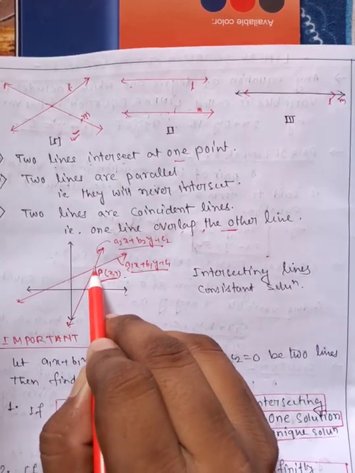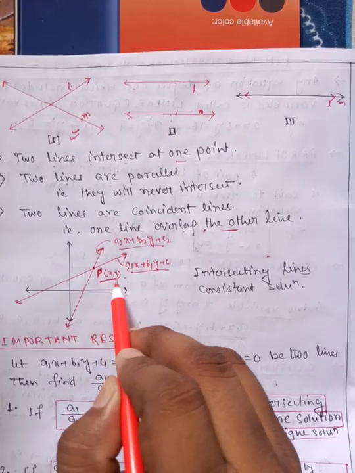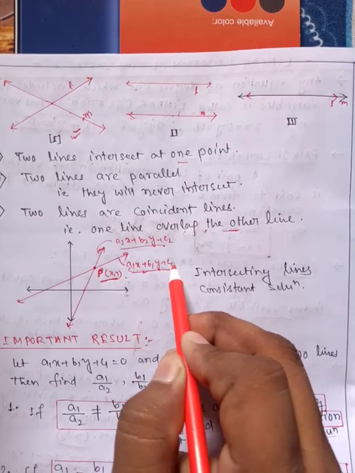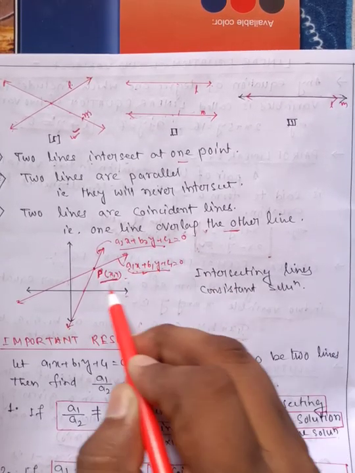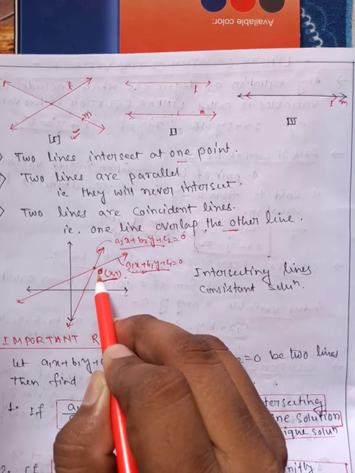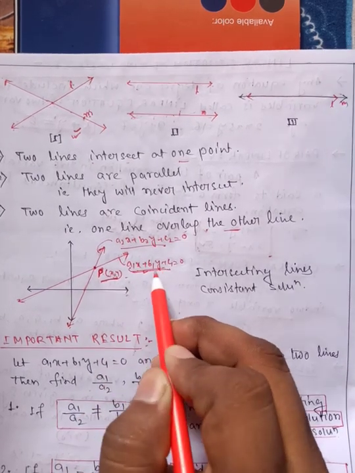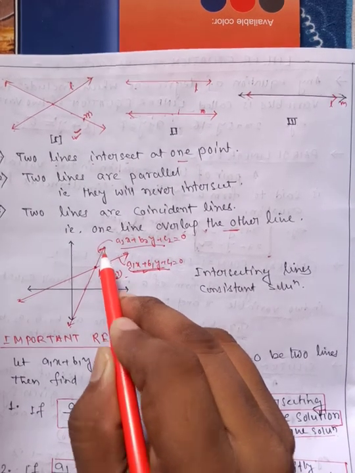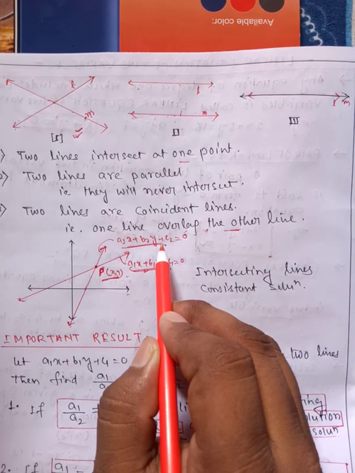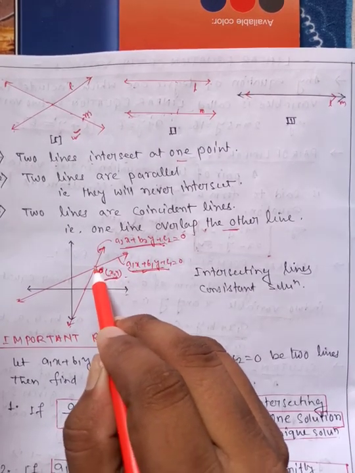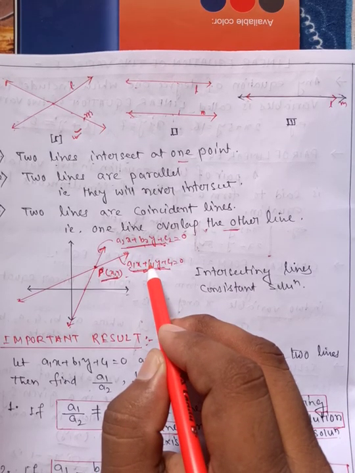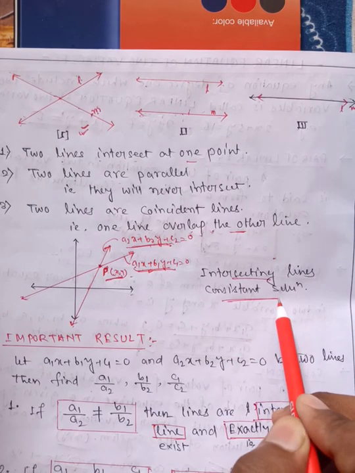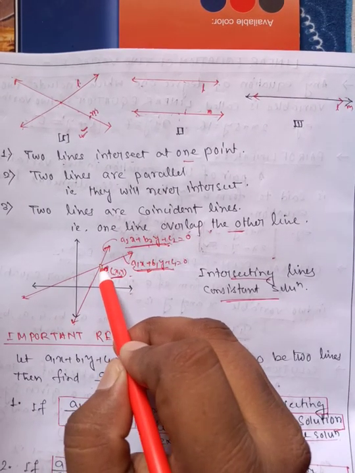So it is the solution because the coordinate of this point P(x, y) satisfies both the equations a1x plus b1y plus c1 equal to 0, a2x plus b2y plus c2 equal to 0. If you put the value of the coordinate of this point here, then it will be satisfied. Also, as this point lies on this straight line, this point also satisfies this line's equation. So this is the solution of these two simultaneous linear equations. Okay. So these are intersecting lines and this is a consistent solution because they are intersecting, it has a solution.